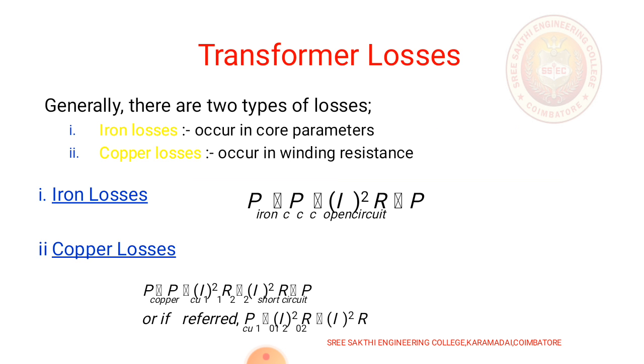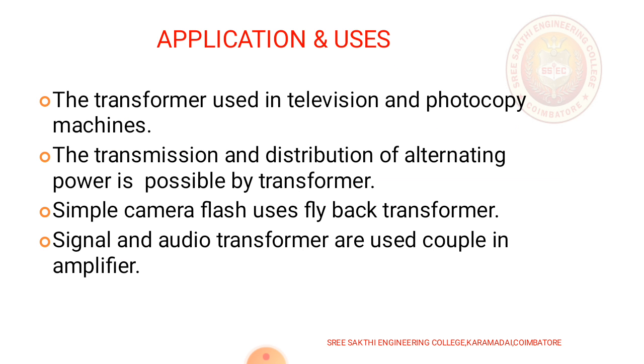Then second one is copper loss. Copper loss is nothing but loss due to the ohmic resistance of the transformer winding. The total copper loss is equal to I1 square R1 plus I2 square R2, which is equal to P short circuit.